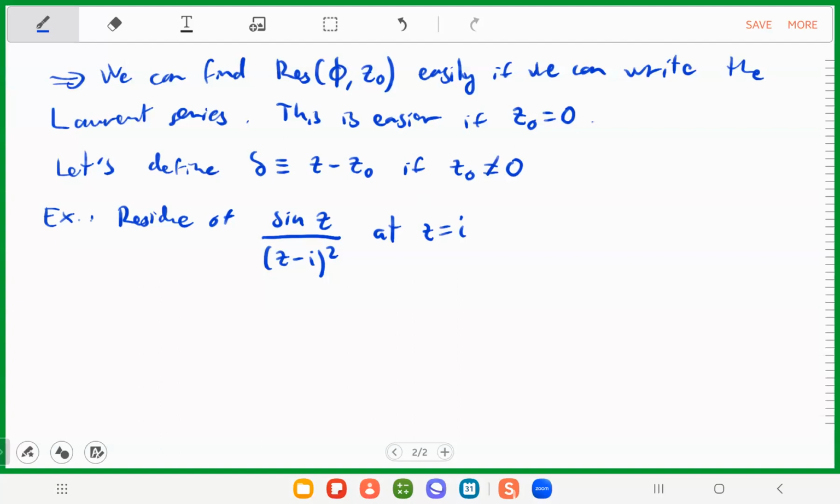So to do this, let's define delta as z minus I. Then the function sine z would be the sine of what? Well, we have to change to the new variable. So z is delta plus I, with delta the new complex variable. So if I want to expand the series of this, I need to find the series of sine z in terms of delta, and then divide by delta squared to get the series of this function. Right? And dividing by delta squared term by term is very easy. But what is the sine of delta plus I?